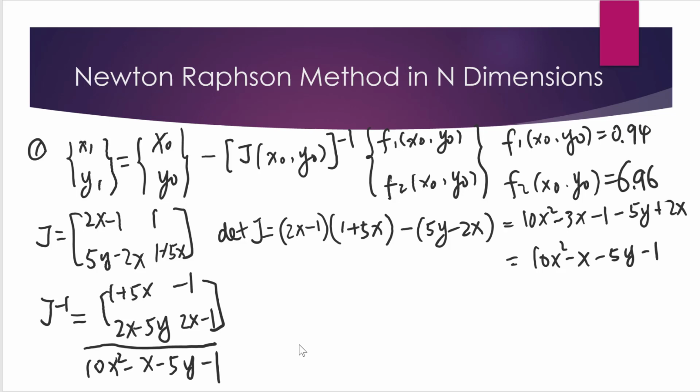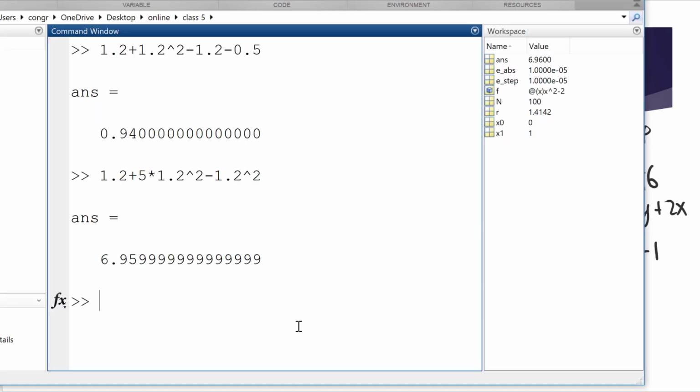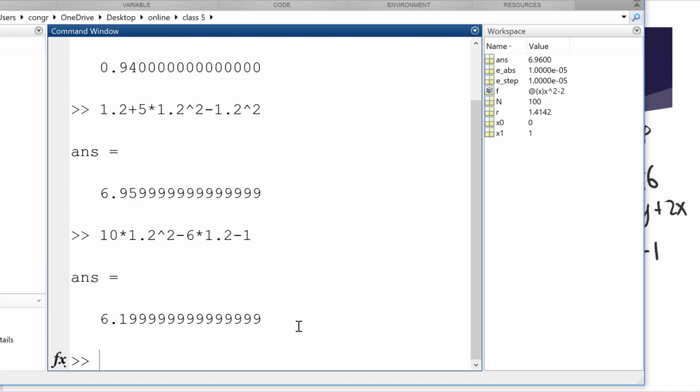So we need to evaluate the Jacobian inverse at the point x0, y0. Right, so this will give you a 2x2 matrix. So let's see what this is. Let's first see the denominator, 10x squared minus, because x equals y in this case, so 10x squared minus 6x minus 1, okay? So 10x squared minus 6 times x minus 1.